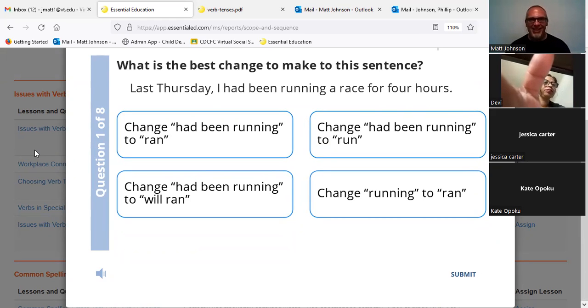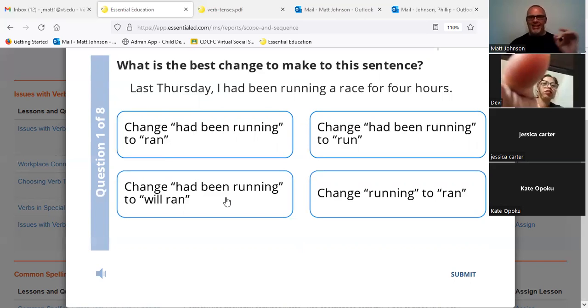So anyway, let's take a look at our questions here. Our first one: what is the best change to make to our sentence here? Last Saturday, I had been running a race for 4 hours. So yeah, we need to change that to had been running. Or I'm sorry, change had been running to ran.